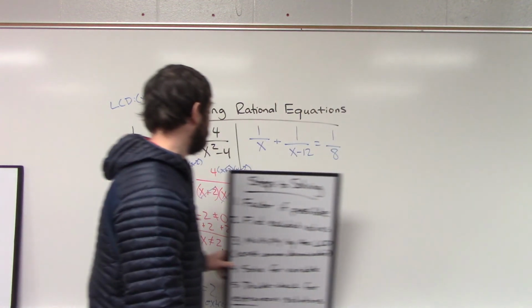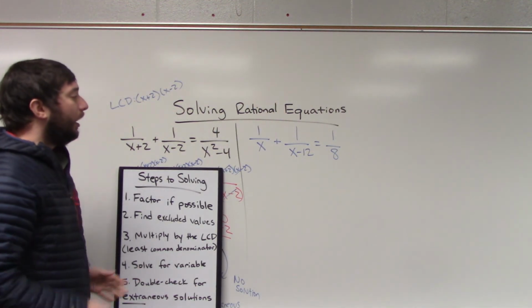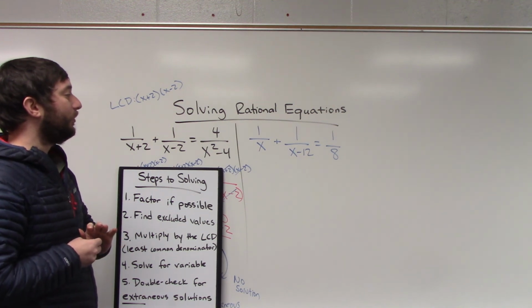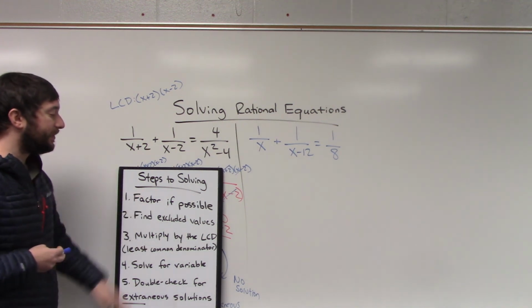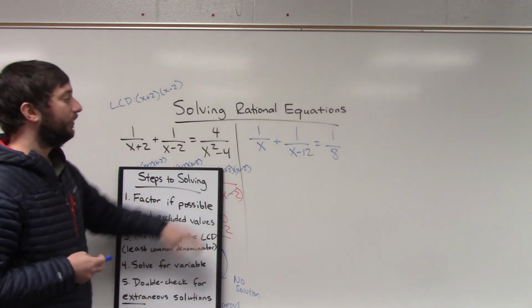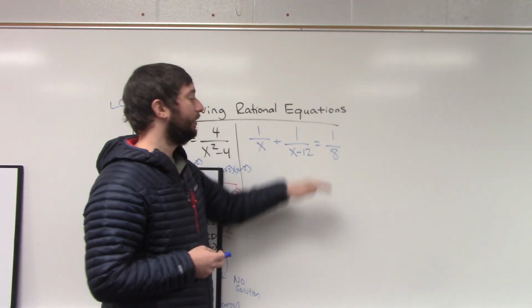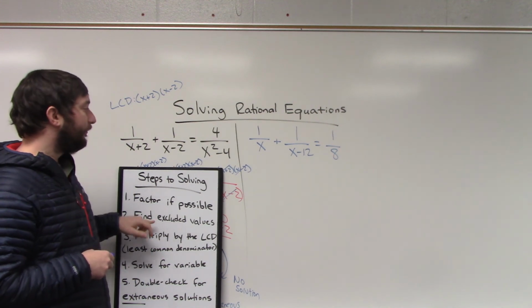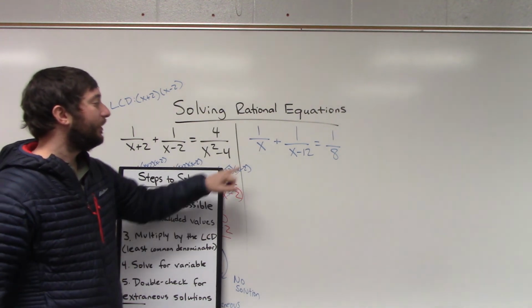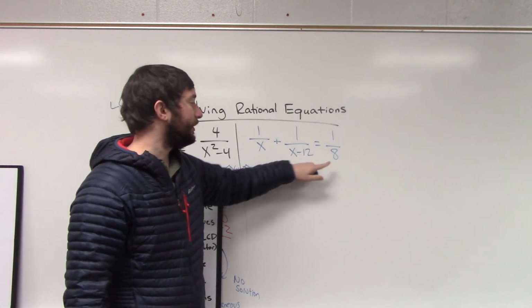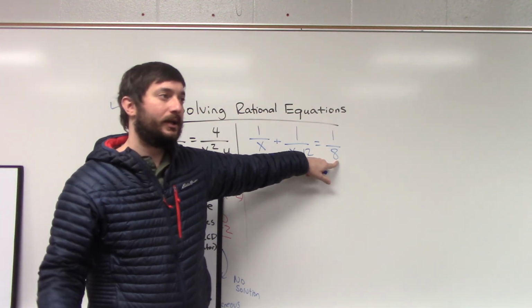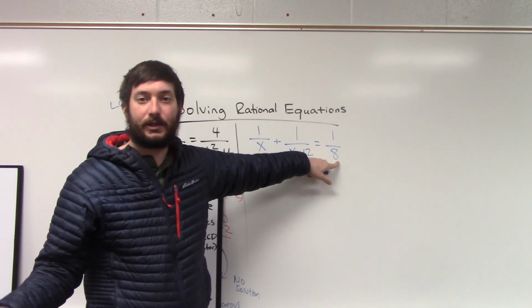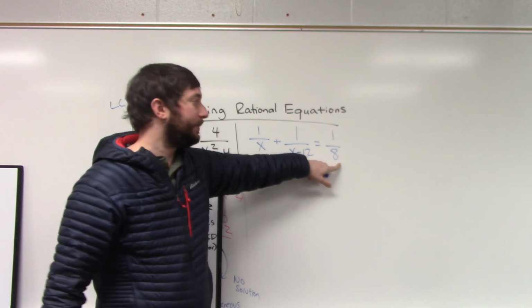I'll put that over here maybe. So for this problem, once again, try to follow your steps. Factor if possible. First, can we factor anything here? No. So we can skip that step. Step 2, find excluded values. So we have two denominators that have variables. We don't need to worry about this last one. Remember, we already know that 8 is not equal to 0. Don't have to worry about any division of 0 over here.